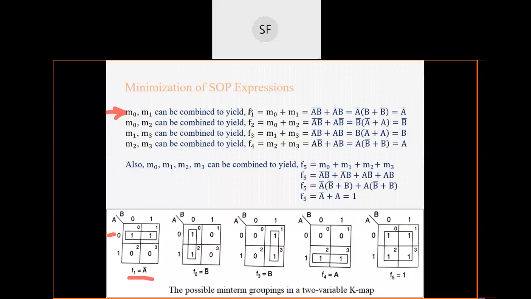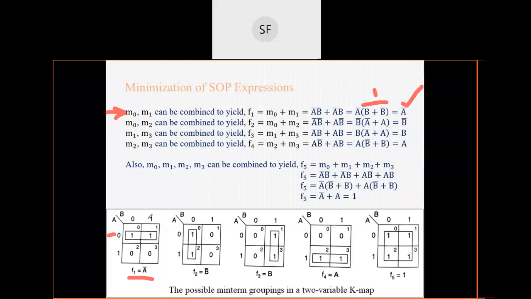M0 M1 can be combined to yield F1 equals M0 plus M1. So now we have put M0 is nothing but A bar B bar, M1 is nothing but A bar B. है ना. So here I have taken A bar common. This is just for the proof कि B variable कैसे एलिमिनेट हो रहा है. तो पहले आपका रिप्रेजेंटेशन कैसा था, दो टर्म थे, इसलिए A bar B bar plus A bar B. So A bar can be taken as common and B plus B bar is nothing but 1. So the value of this bracket becomes 1. So A bar into 1 will be A bar.